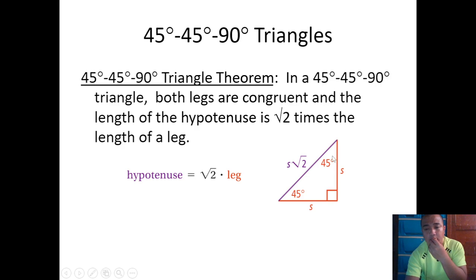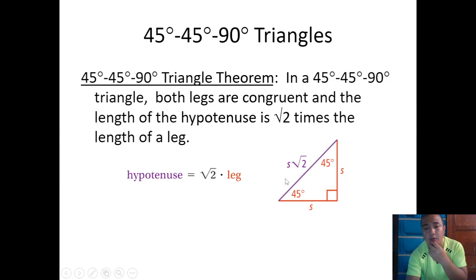So if the angles of a triangle are 90, 45, 45, that means it is an isosceles right triangle. It means that two sides are equal, the legs are equal, and the length of the hypotenuse is you just multiply one leg s by square root of 2. For example, if the legs have a measure of 5 units, then the length of the hypotenuse is 5 square root of 2.